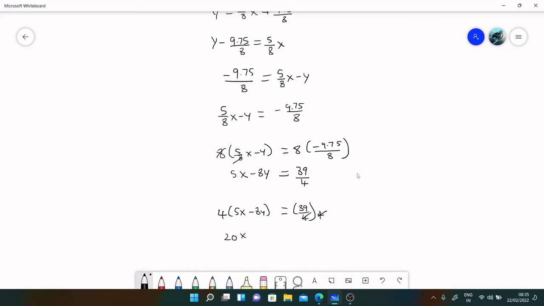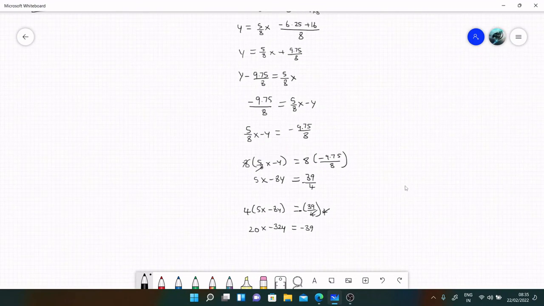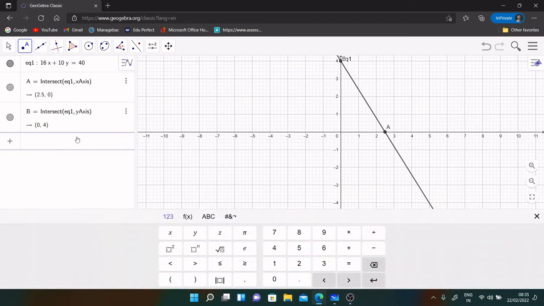20x minus 32y equals minus 39. We made a mistake. We need to put minus over here. So it's minus 39. You need to be very mindful of what I just did right now, because if you put 39 instead of minus 39, your answer would be completely wrong. Let us put this new line and see how it comes. 20x minus 32y equals minus 39.